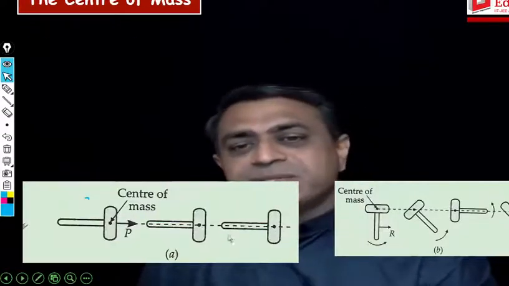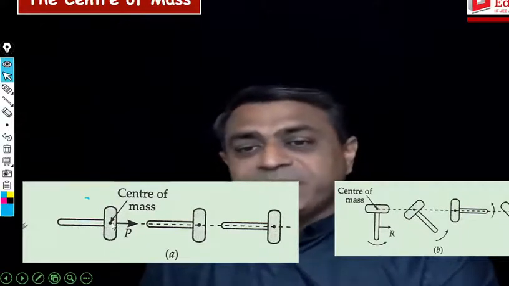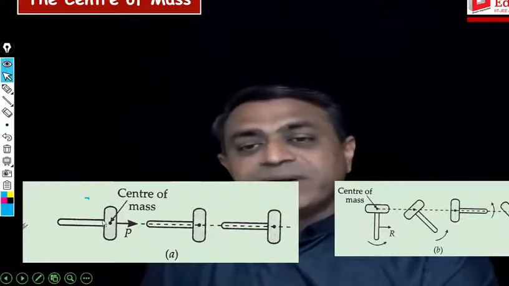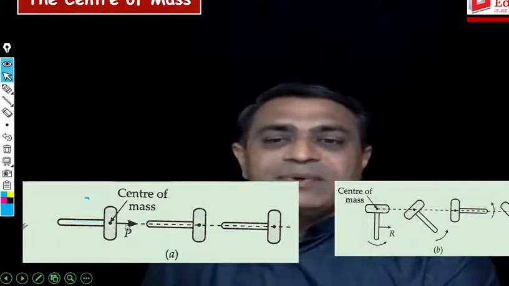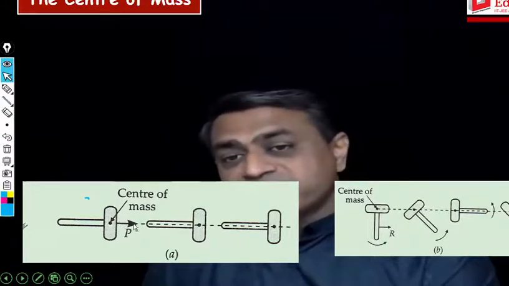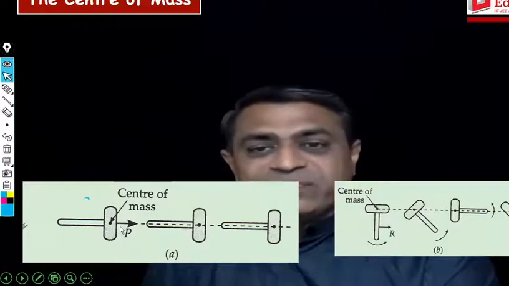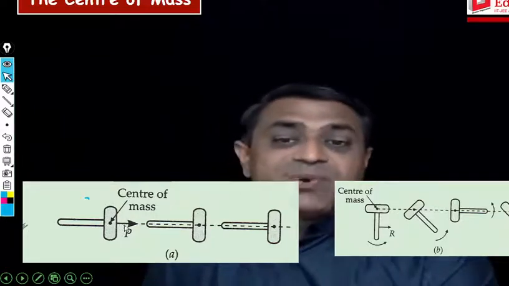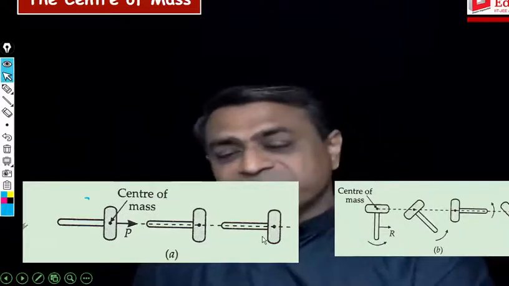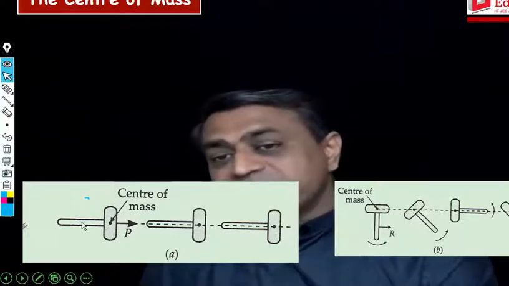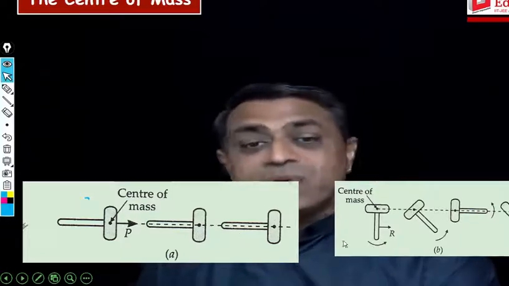Now consider this object. Consider this hammer, with a first part and second part: the heavier part and the lighter part, wooden and metal iron. The whole mass is concentrated at a single point. Now when we apply a force, if the line of action of force is passing through this point, then the motion is linear motion, or you can say translational motion. So if the line of action of force passes through the center of mass, the motion is translational. There is no rotational motion.